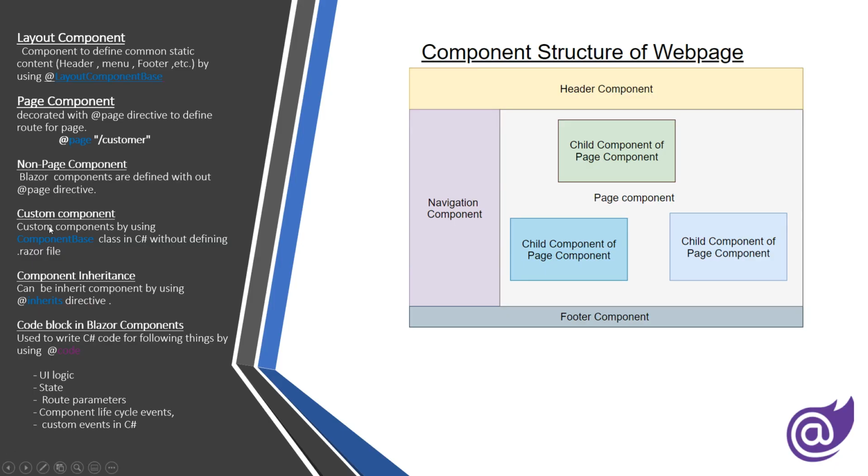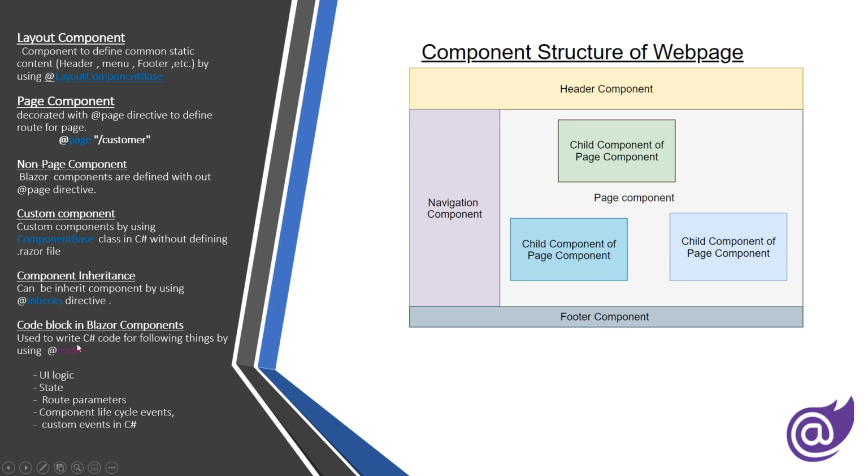Okay, custom component. Suppose you want to define the component in C sharp instead of a Razor page. If you want to write it in a C sharp class, you can derive from ComponentBase. Even in a Blazor page, we use @inherits ComponentBase. If it is a C sharp class, you can inherit the ComponentBase class. It's the same thing; inheritance will work with the @inherits directive.